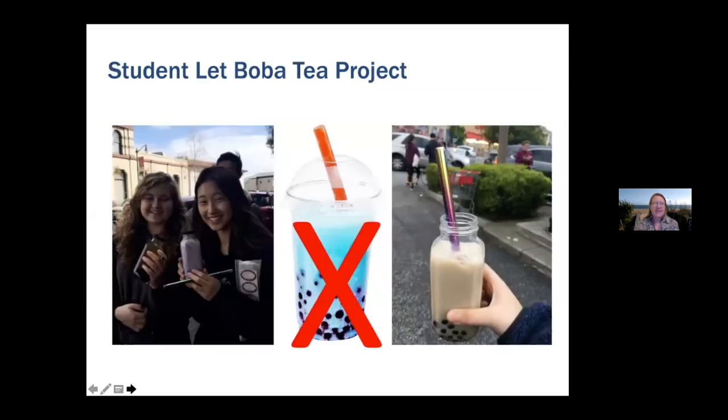And this is a student-led project. They're a boba tea project. So boba tea is very popular in Alameda, and it usually comes in a plastic cup. But plastic cups are banned in Alameda. So this school project, the student-led project, was to help convince the boba tea shops to convert to reusables.